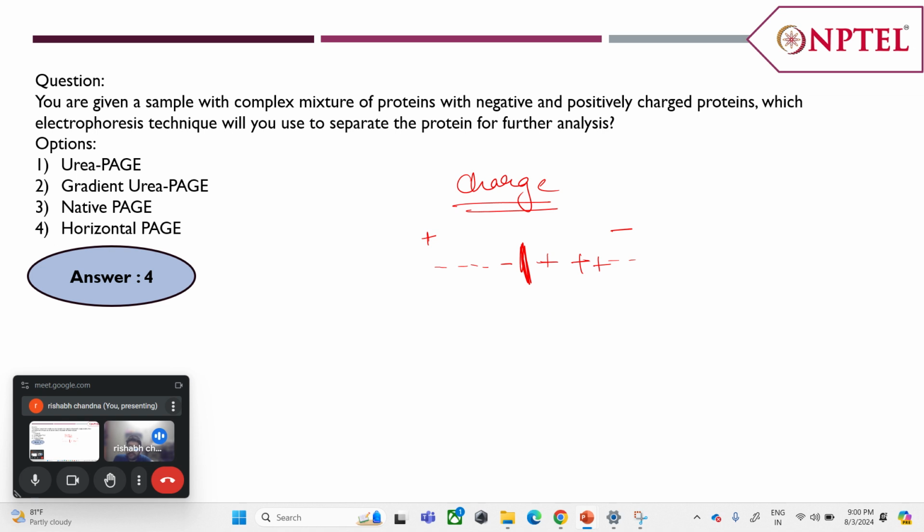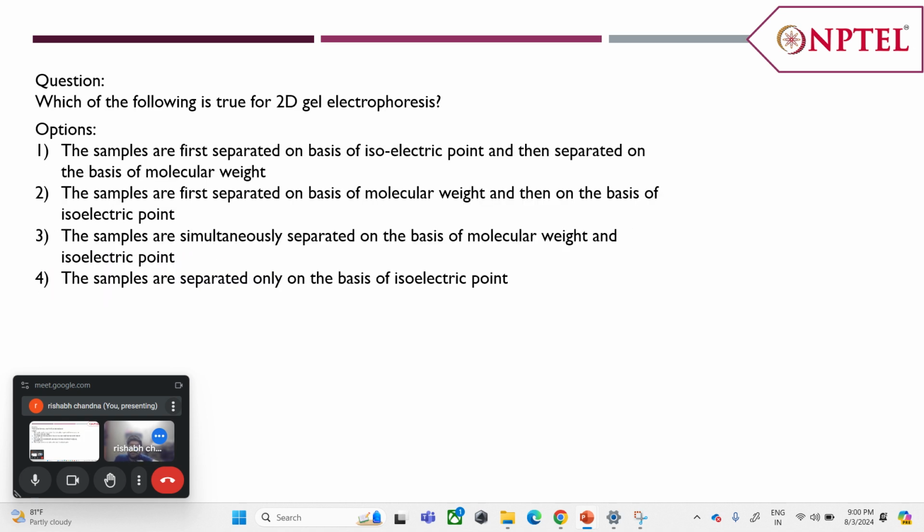If not, then we'll move on to the next question. So, which of the following is true for 2D gel electrophoresis? The samples are separated first on the basis of isoelectric point and then separated on the basis of molecular weight.